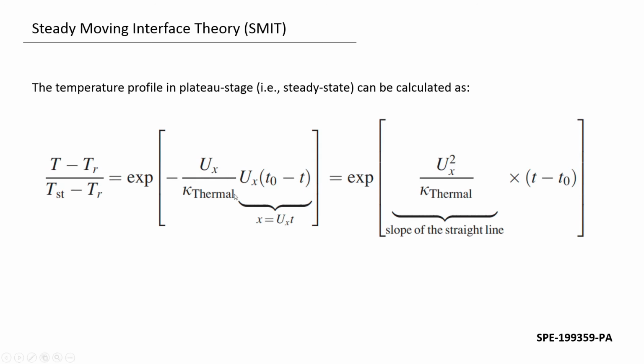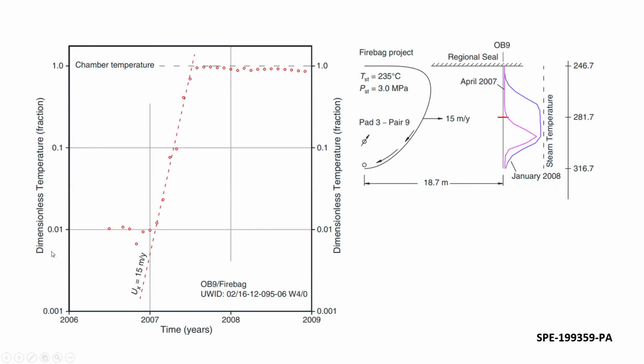But the beauty of this model is once you put it in a chart, log scale dimensionless temperature versus time, you see after some time you have a plateau and you see the slope. And the slope is providing us the steam interface velocity at different locations. So we have these charts for different locations across the pay zone. For every location, we have to plot this dimensionless temperature versus time and calculate the UX. And then as a result, we see the UX variation along the pay zone.